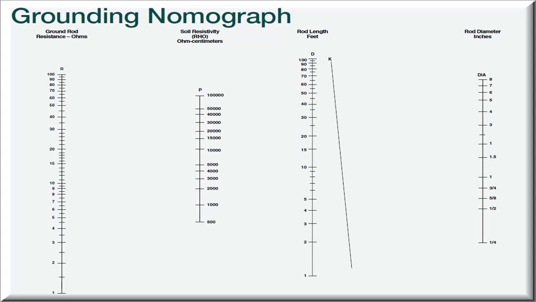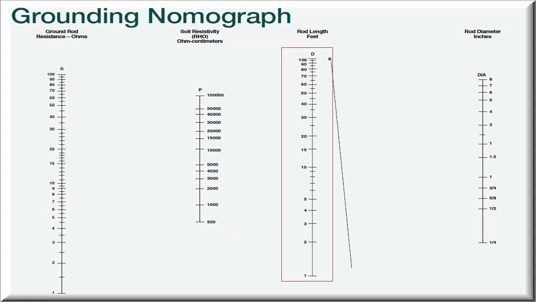Looking at our nomograph, we have 5 scales to work with. The R scale represents the desired resistance needed for our work, in this case 10 ohms. The P scale represents soil resistivity. Our average value is 6,516 ohm centimeters, obtained using a 4-terminal test set employed using the Wenner test method.